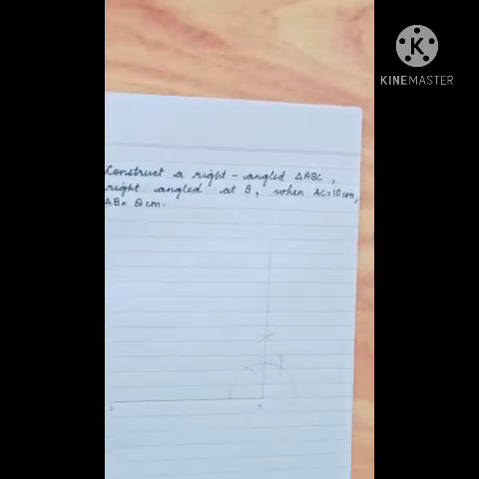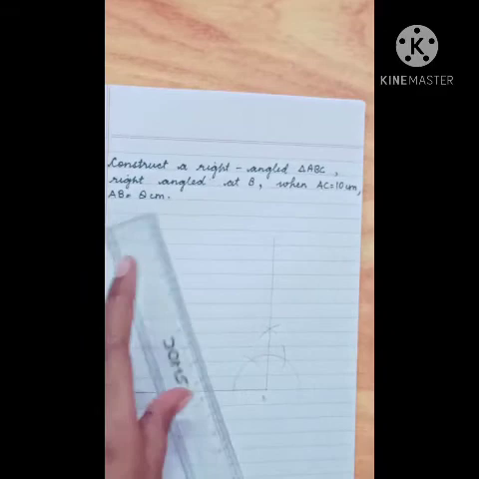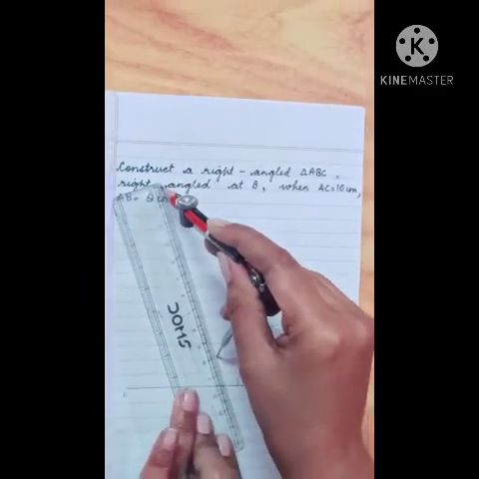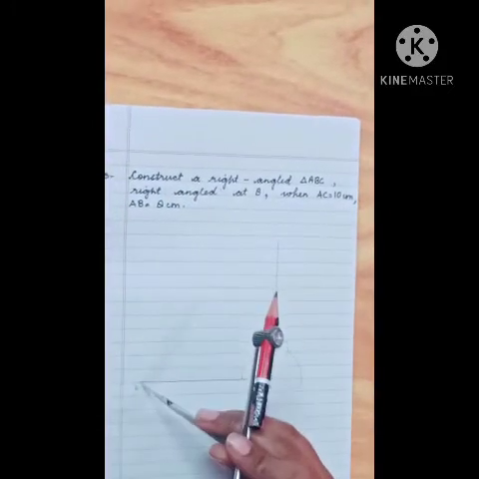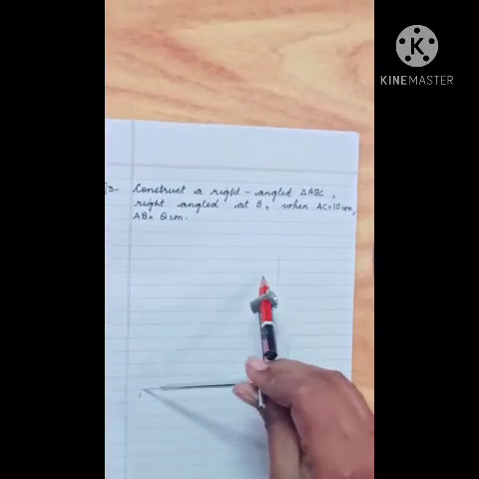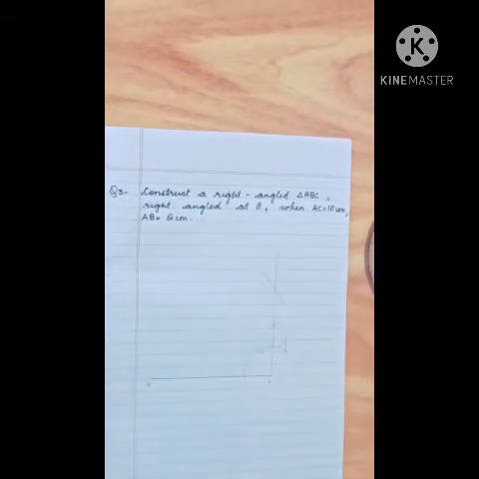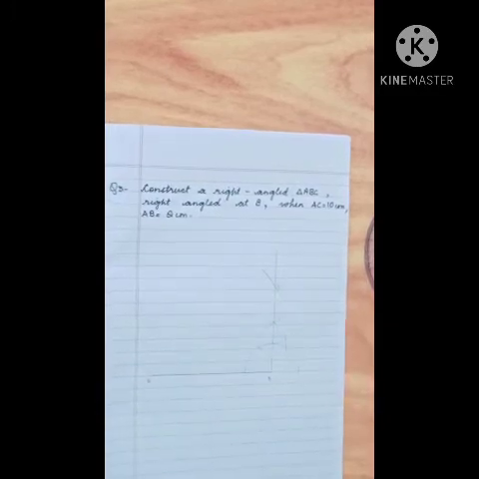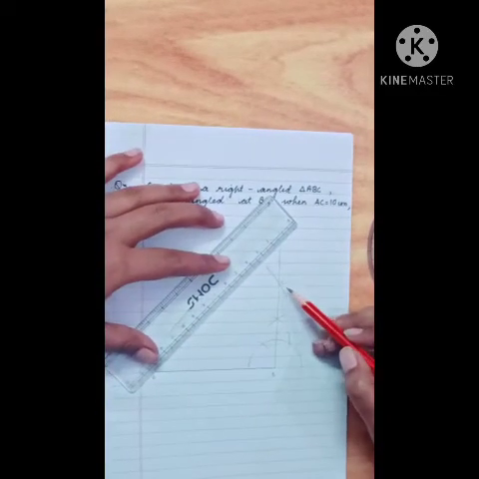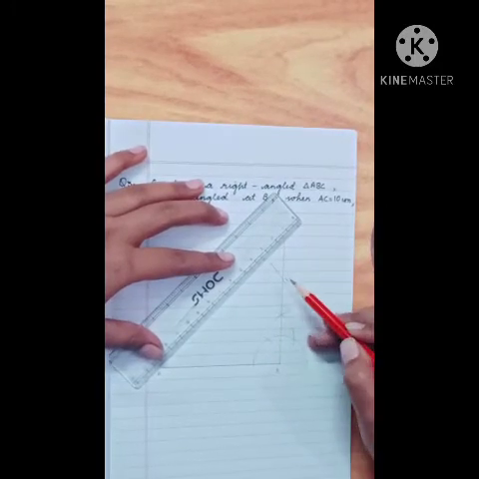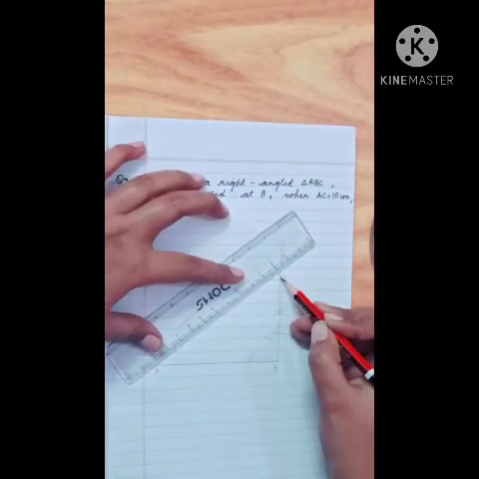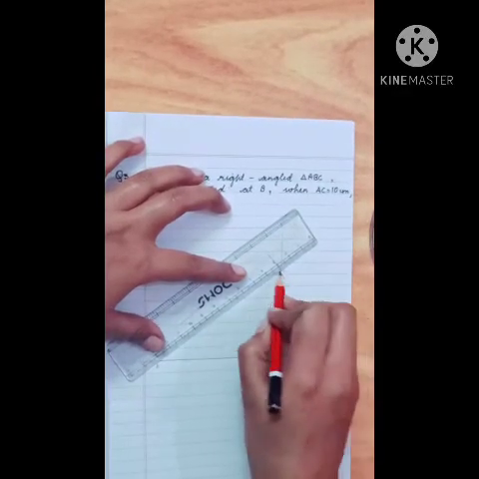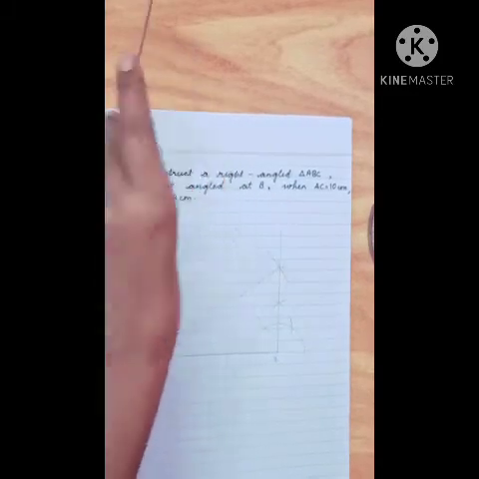Now, next segment is AC, which is equal to 10 centimeters. So we take radius 10 centimeters like this. And then with A as a center, draw an arc like this. So this point is C. Now join A and C. This is point C, this is point A, join A and C, this is our required triangle.